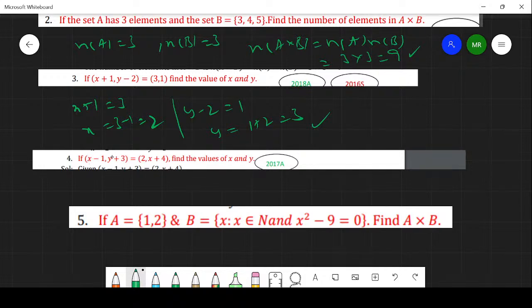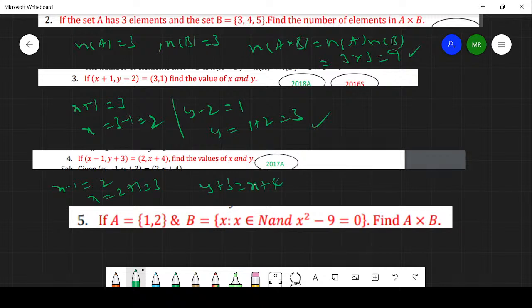See the fourth one. Again the same. These two ordered pairs are equal. Find the values of x and y. They asked this problem in 2017. Comparing both sides, I can write x minus 1 is equal to 2. Then x is equal to 2 plus 1, which is 3. Again, compare y plus 3 is equal to x plus 4.